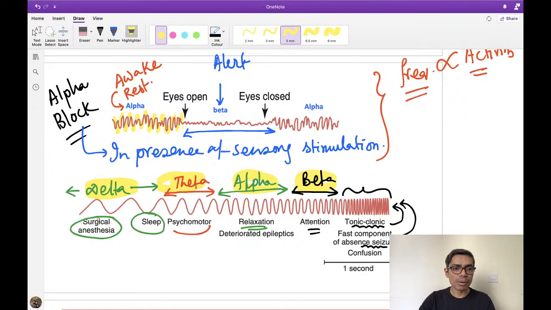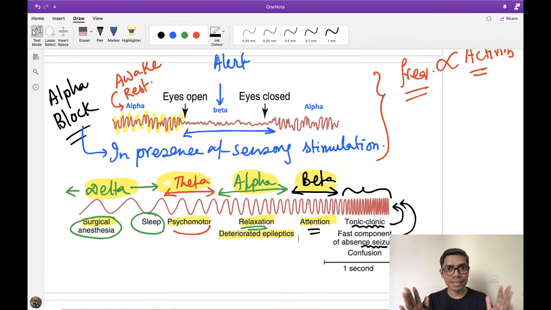But this delta wave can also be seen during surgical anesthesia. Theta wave can also be seen during various psychomotor disorders. Alpha wave can be seen when the person is completely relaxed, and when the person is putting some attention, you are going to get the beta wave. So these are the various waves in brief in EEG. This is the only thing I can teach you in this short session. Otherwise EEG is a long topic.